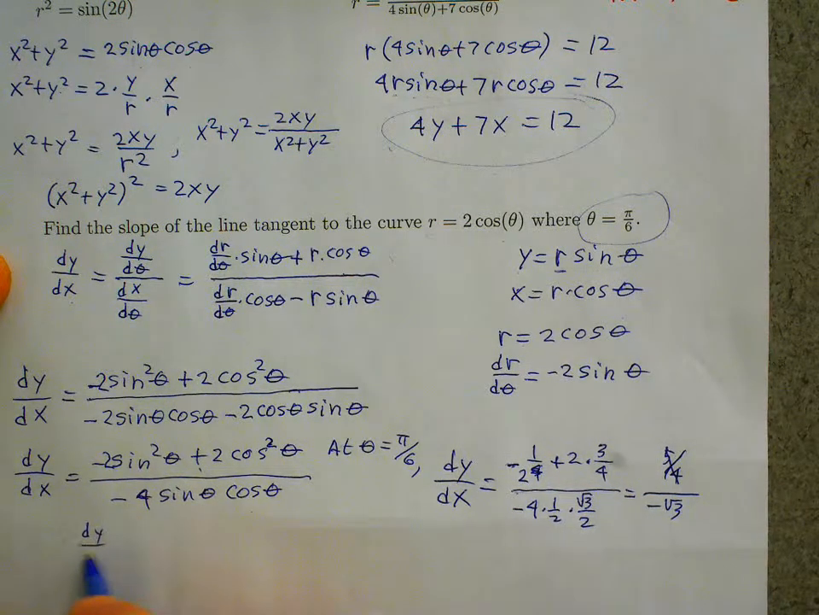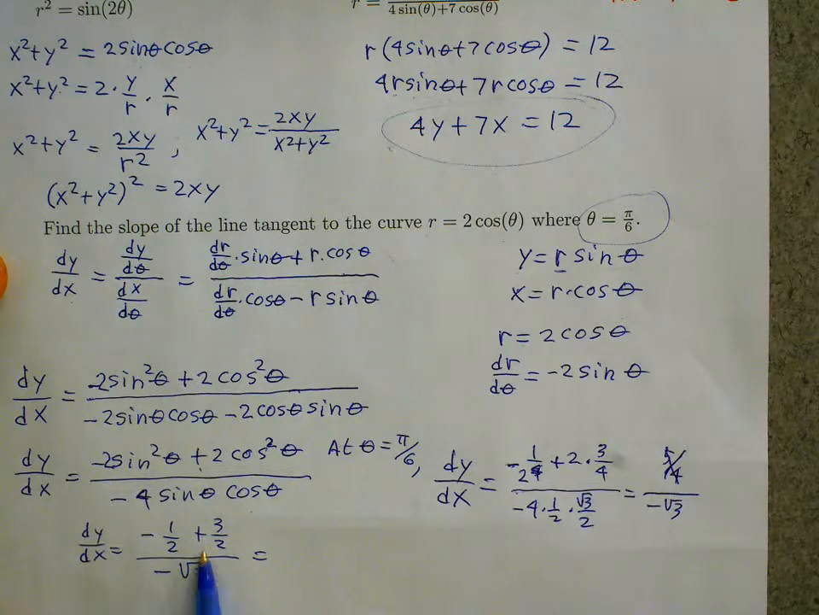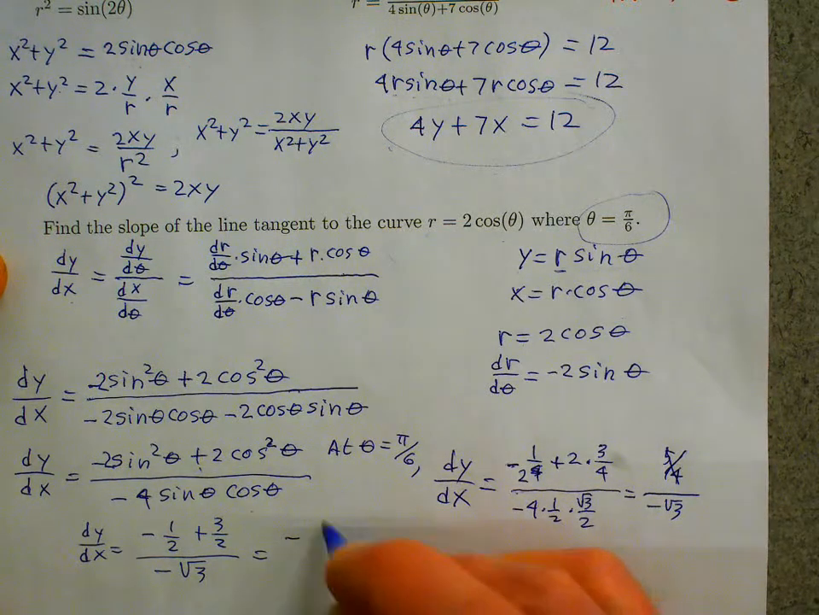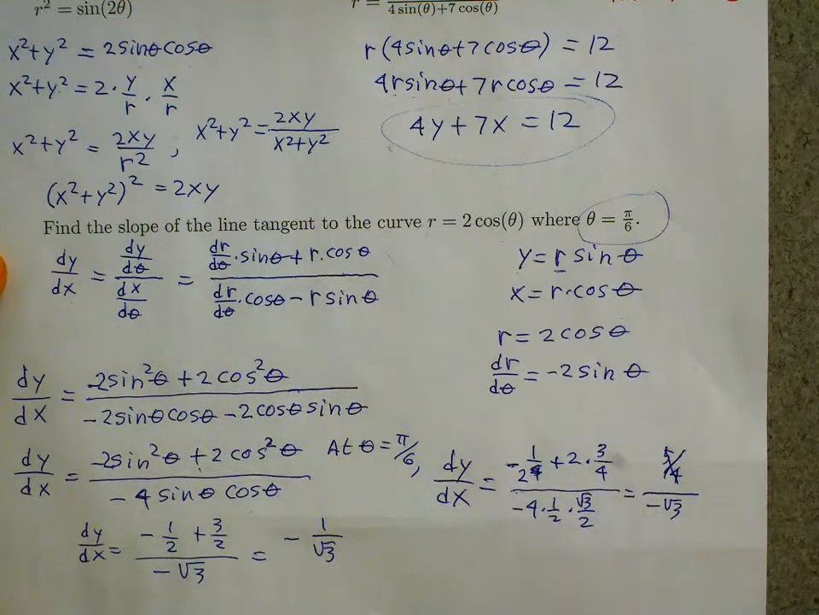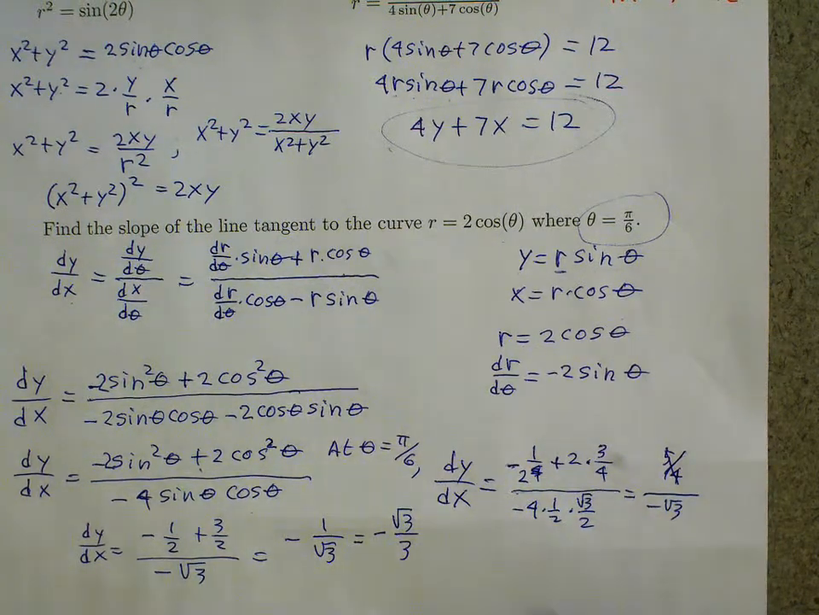So dy dx, so this is negative 1/2 plus 3/2 divided by negative square root of 3. So negative 1/2 plus 3/2 is just 1, so we get negative 1 over the square root of 3. This is an okay answer, but you can write it as negative square root of 3 over 3. So that's what I get for the slope after that correction.